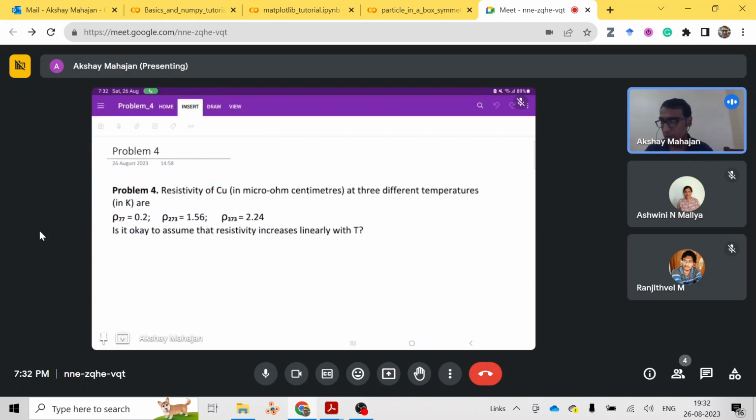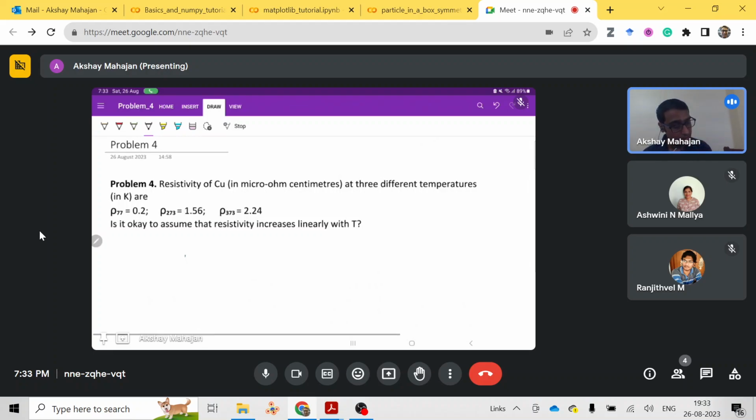So let's go now to problem number 4. Here we have some real experimental data: the resistivity of copper in micro ohm centimeters, this is resistivity, not resistance, at 3 different temperature values in Kelvin. We have rho at 77 Kelvin 0.2, rho at 273 Kelvin 1.56, and rho at 373 Kelvin 2.24.